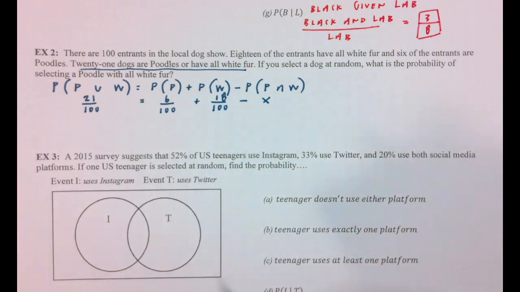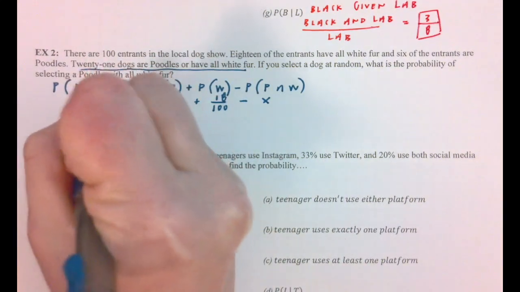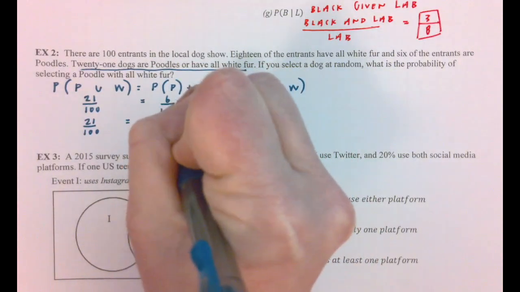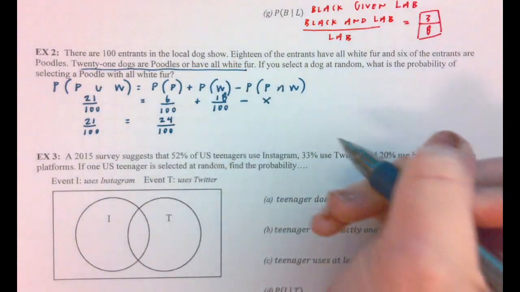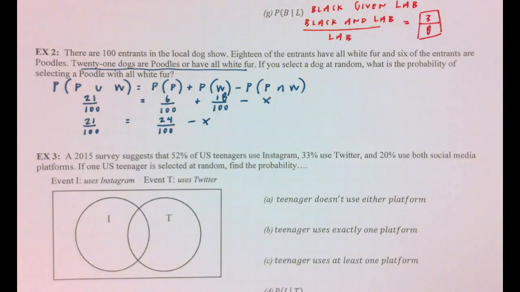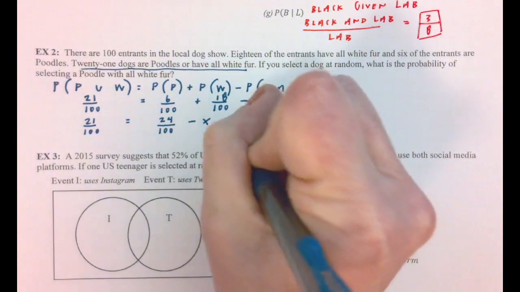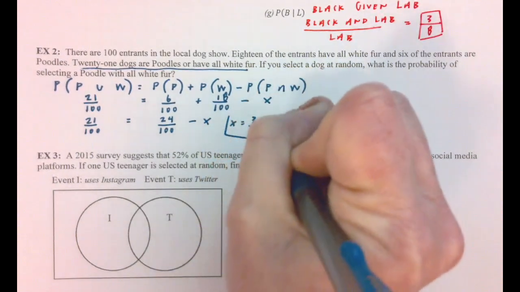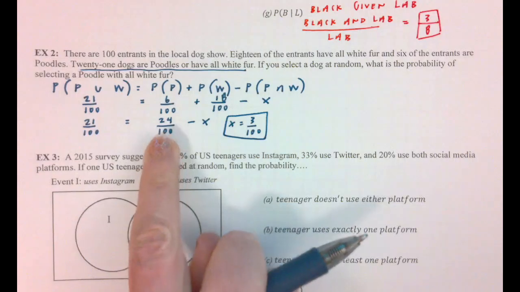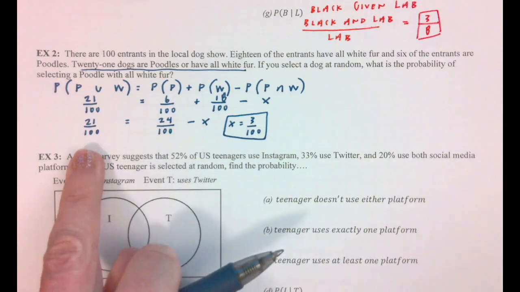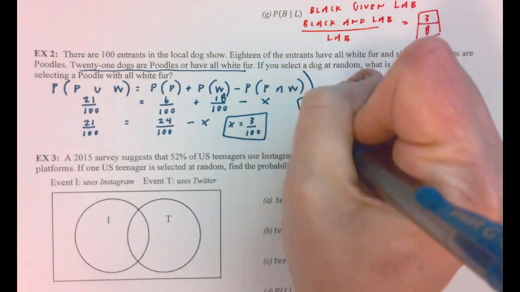So now here I can see that that's going to be 21 out of 100 is equal to 24 out of 100. Okay, and then minus x. So I'm guessing you can see at this stage that really it's got to be 3 out of 100 that we're missing. So x equals 3 out of 100. Right? 24 over 100 minus 3 over 100 would get us 21 over 100. So that's our missing probability.